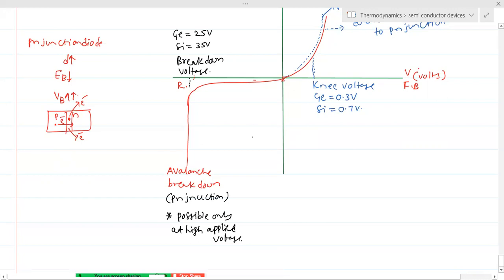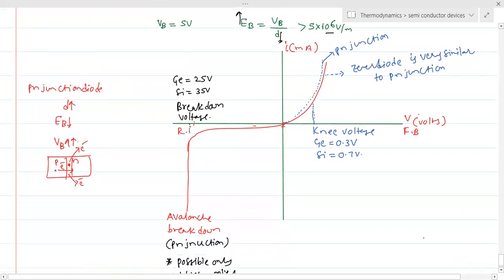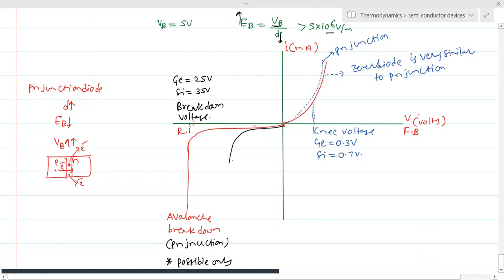Now we will focus on the Zener diode. As we mentioned earlier, the thickness is very low and the barrier field is already very, very high. Then it will motivate the minority charge carriers even at low voltages, as we just saw. Therefore, we have breakdown at very low voltage. This is called Zener breakdown.